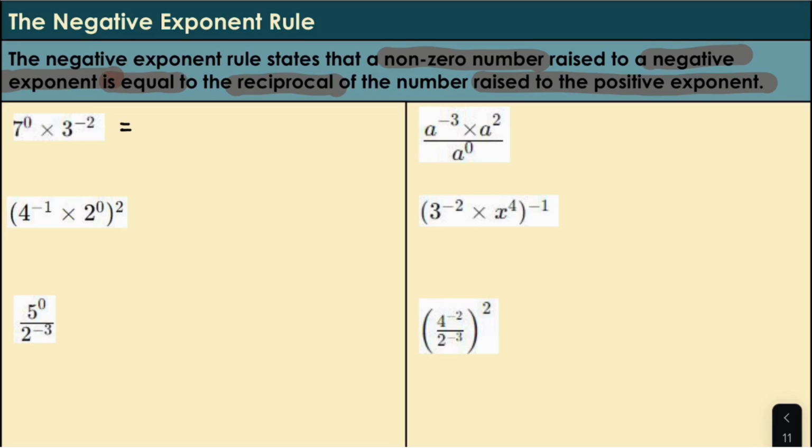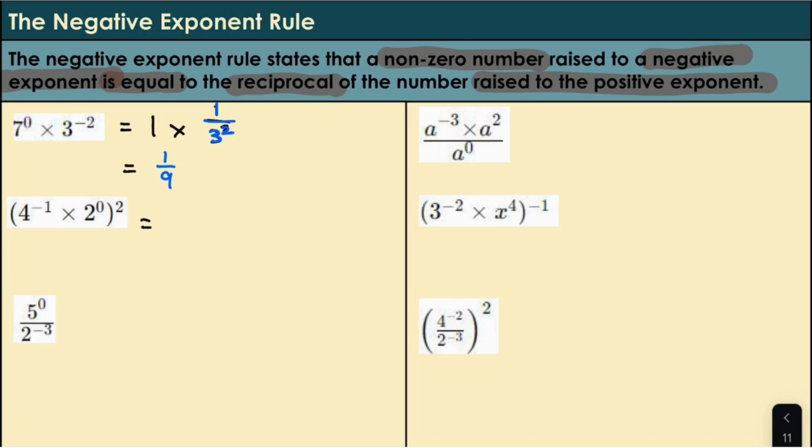7 to the 0 is 1 multiplied by 3 to the negative 2. We'll find the reciprocal and put it 3 to the positive 2. 1/3 squared is the same as 1/9, and that is that question done. 4 to the negative 1.